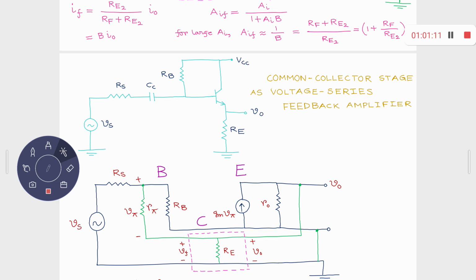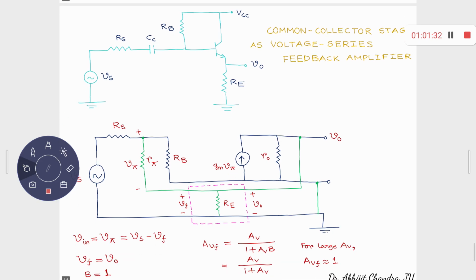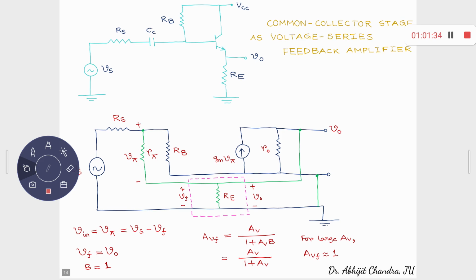Because ultimately your circuit is a common collector, so overall voltage gain cannot be greater than 1. It cannot have 1 plus Rf by Re, something like that. Ultimately it's a common collector. But it must be having that particular form. So what was the form? The form was A by 1 plus A beta. So A beta can be large, but beta is equal to unit. The feedback factor is equal to unit, because this V naught and Vf are the same voltage.